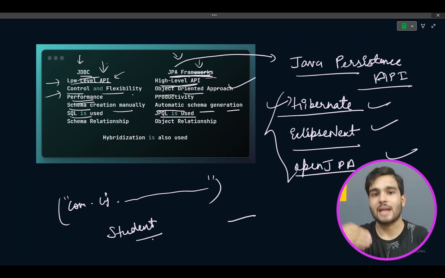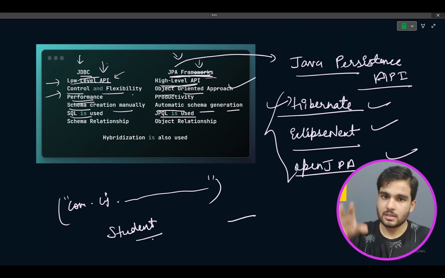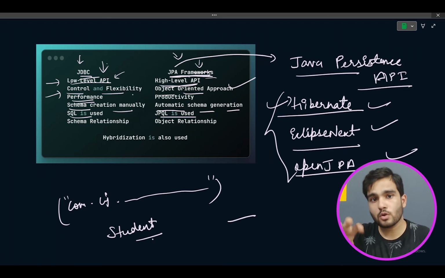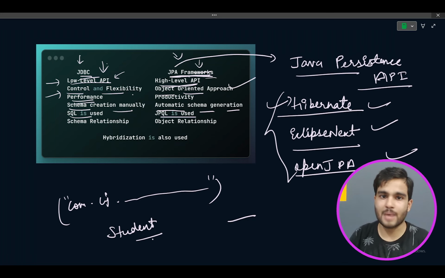JPQL is nothing but a wrapper on SQL. An independent language with a specific syntax is created by the JPA framework creators, and whatever query you write in the JPQL language is also converted into SQL and then executed on MySQL or whatever RDBMS. So that's why it is inefficient. That's why, if you write advanced queries, it is inefficient in JPA frameworks. So I hope these things are clear.